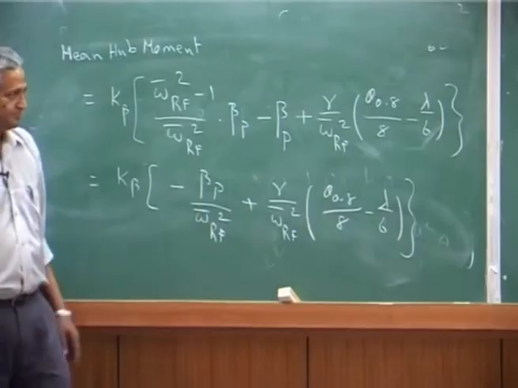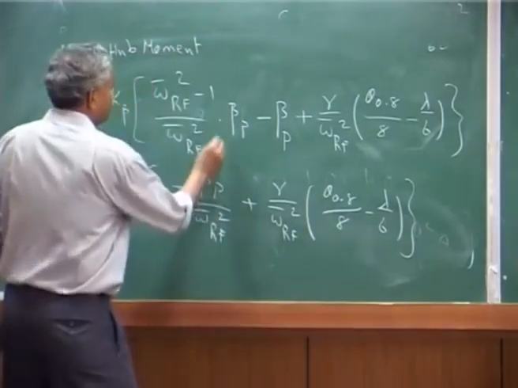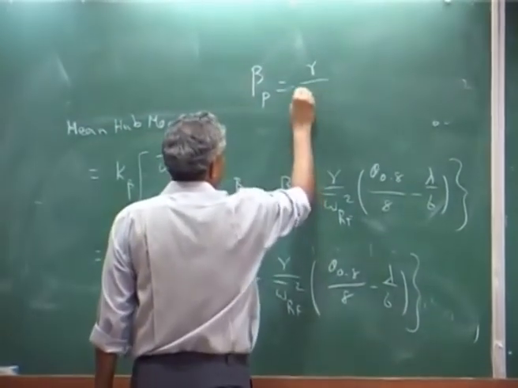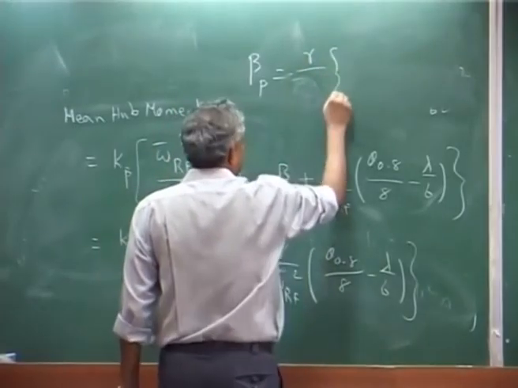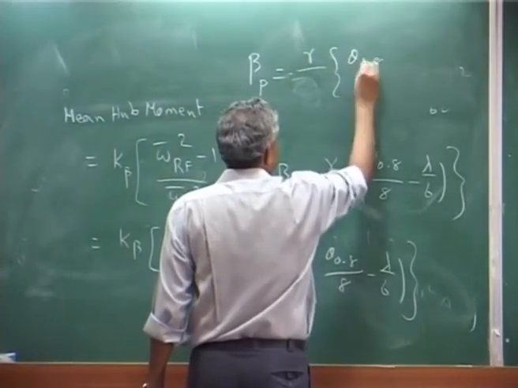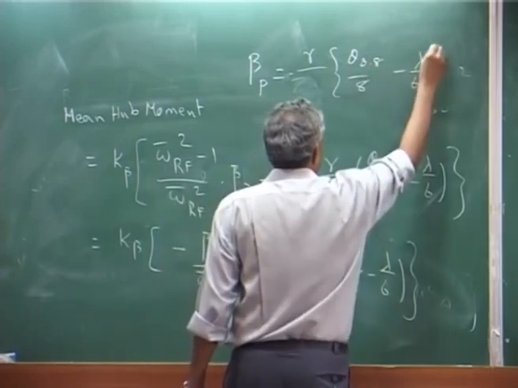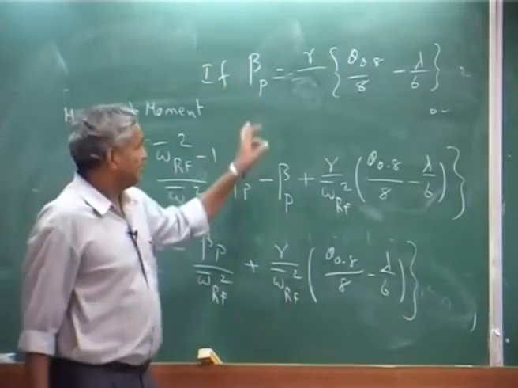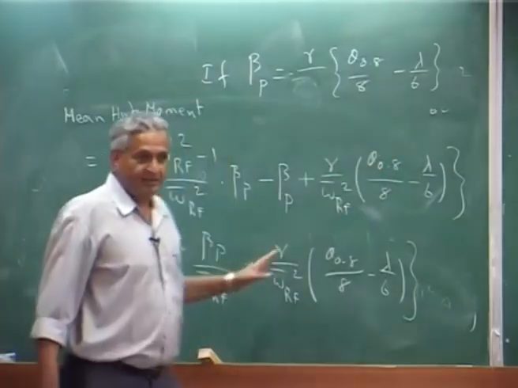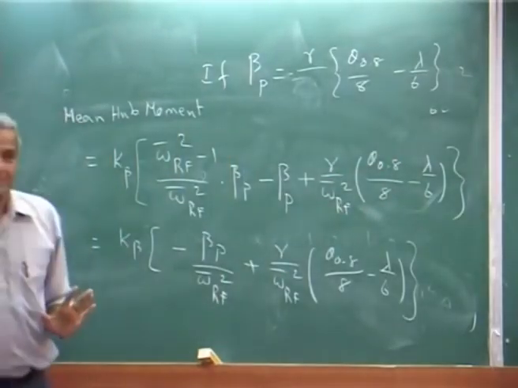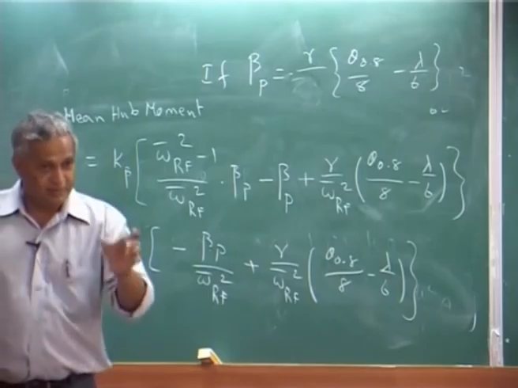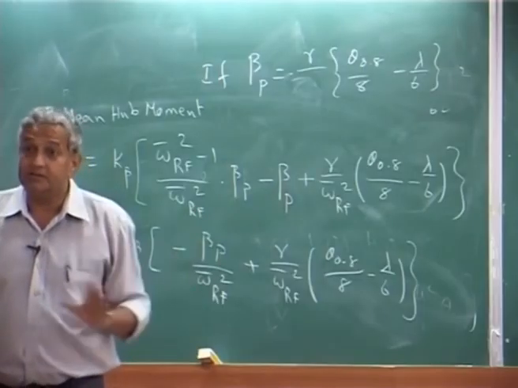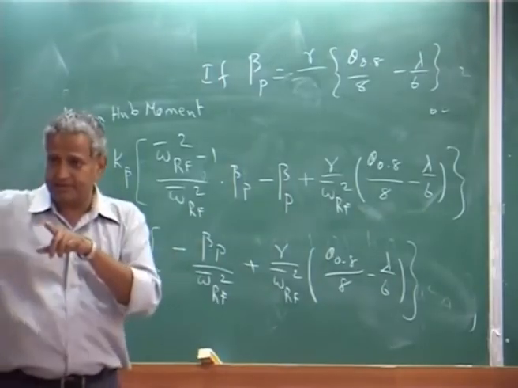Suppose if my beta p is equal to gamma into theta 0.8 over 8 lambda over 6. If, okay, that means my moment is 0. Even though I have a spring, my mean hub moment is 0, but I will have some beta 1c and 1s, they will oscillate.